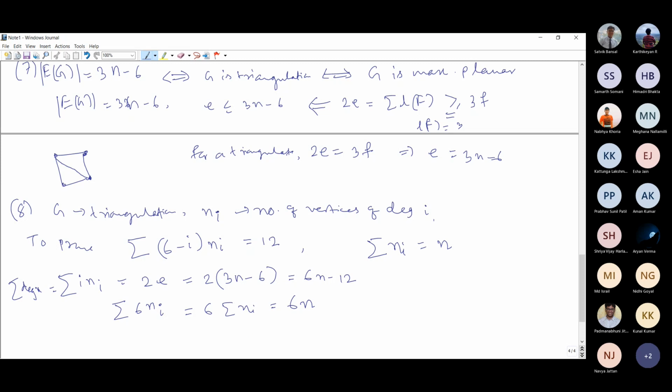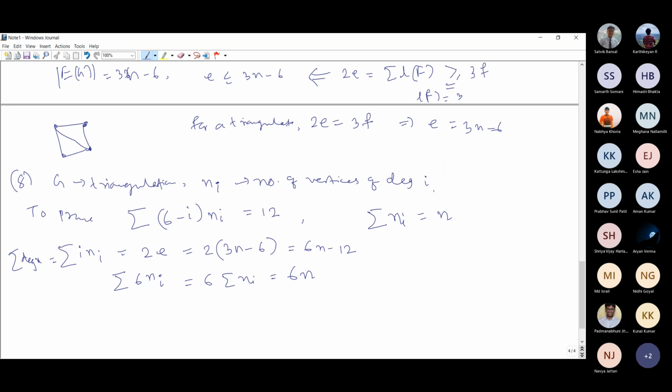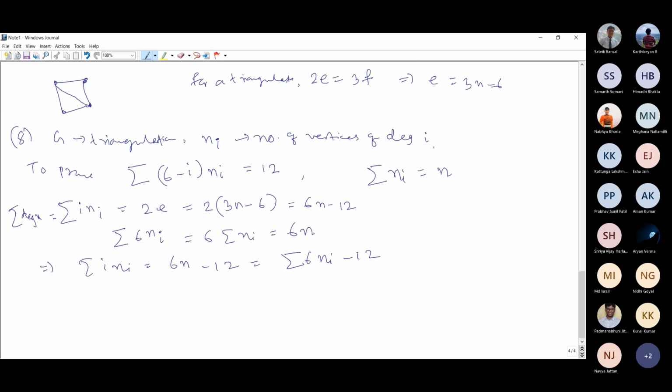So now, I think you are done, right? Yes, now you are done. Just substitute here. That summation ni is equal to 6n, so 6n minus 12. Here, summation 6ni minus 12. That is how you get the result like this. Good. Okay, so then next problem.